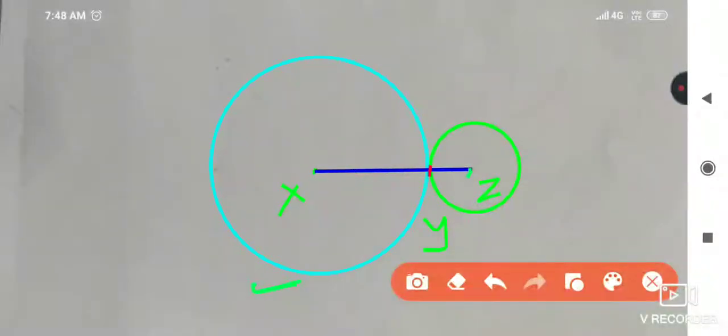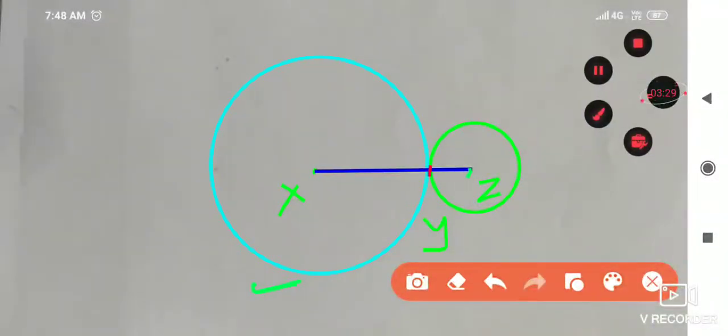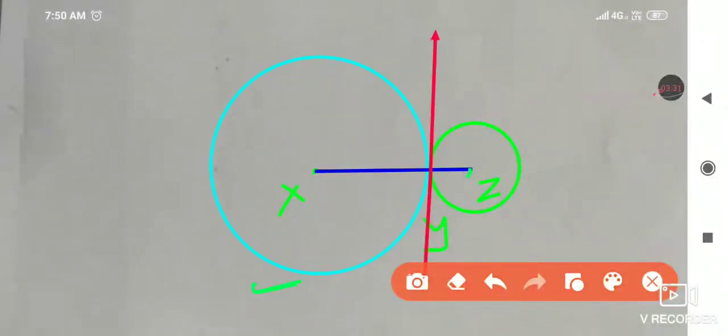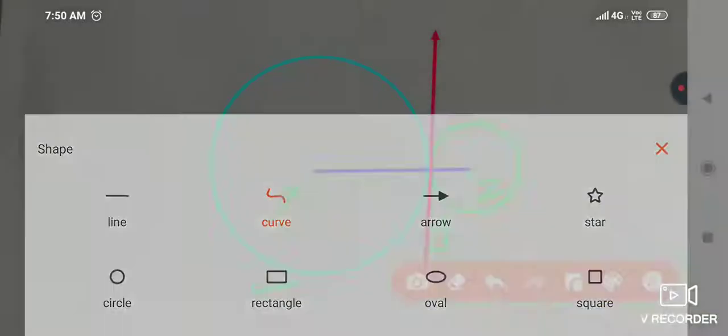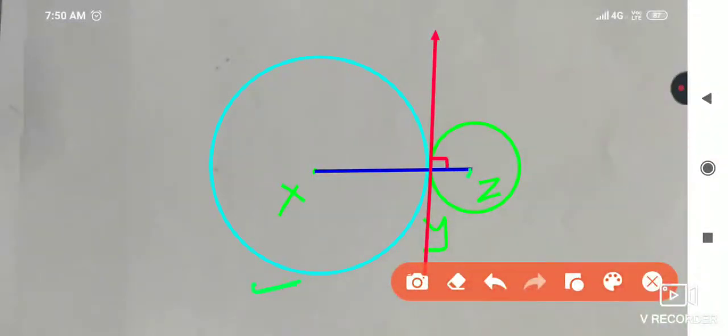Now I draw the line which is passing through point y, which is the touching point of these two externally touching circles, and it is perpendicular to this. Now if you notice here, you will understand that the line L is a common tangent of both the circles. These two circles are externally touching circles, because their point of touching is outside the circle.